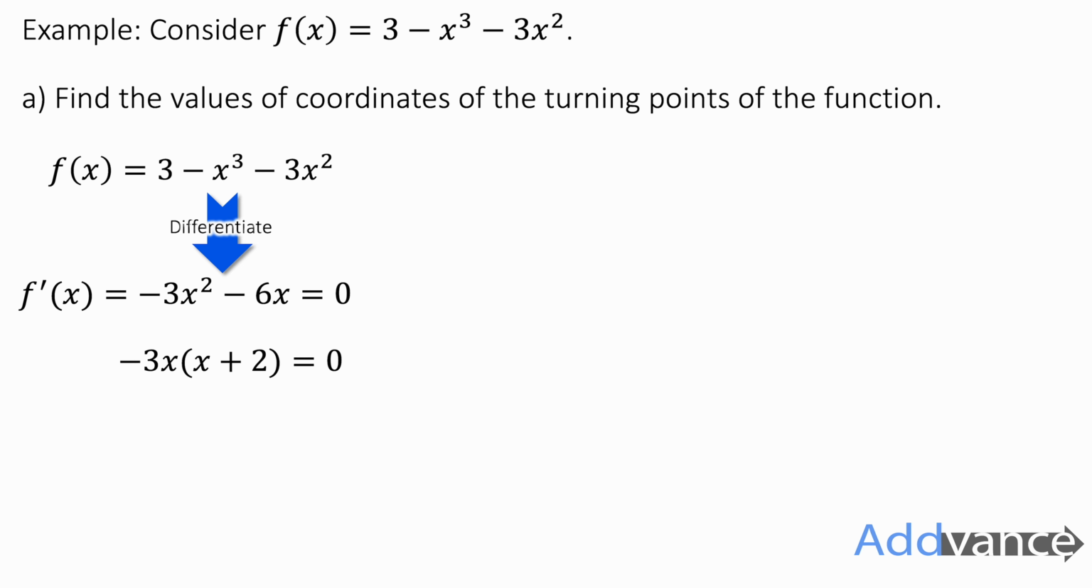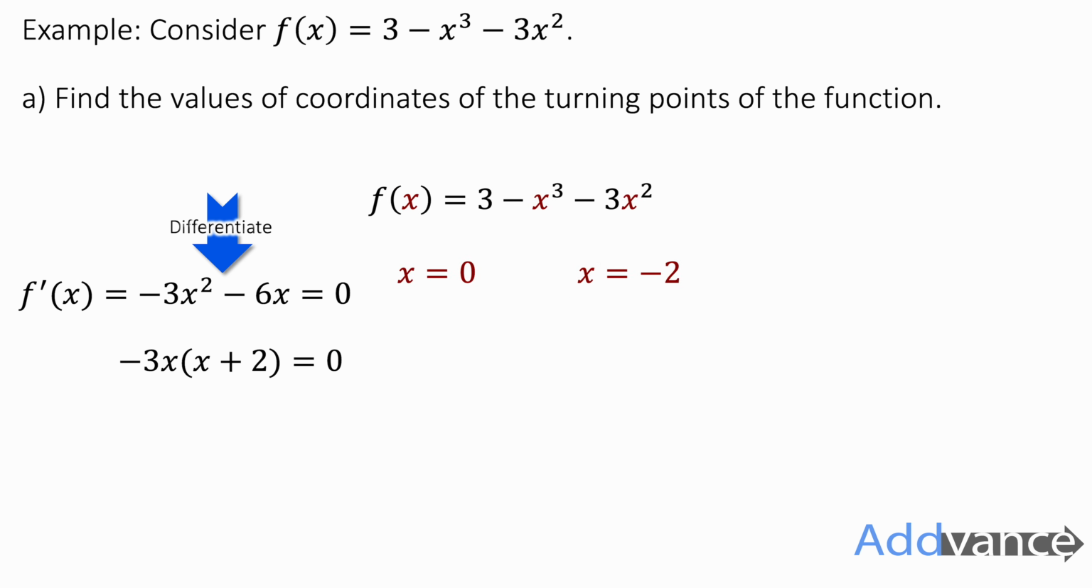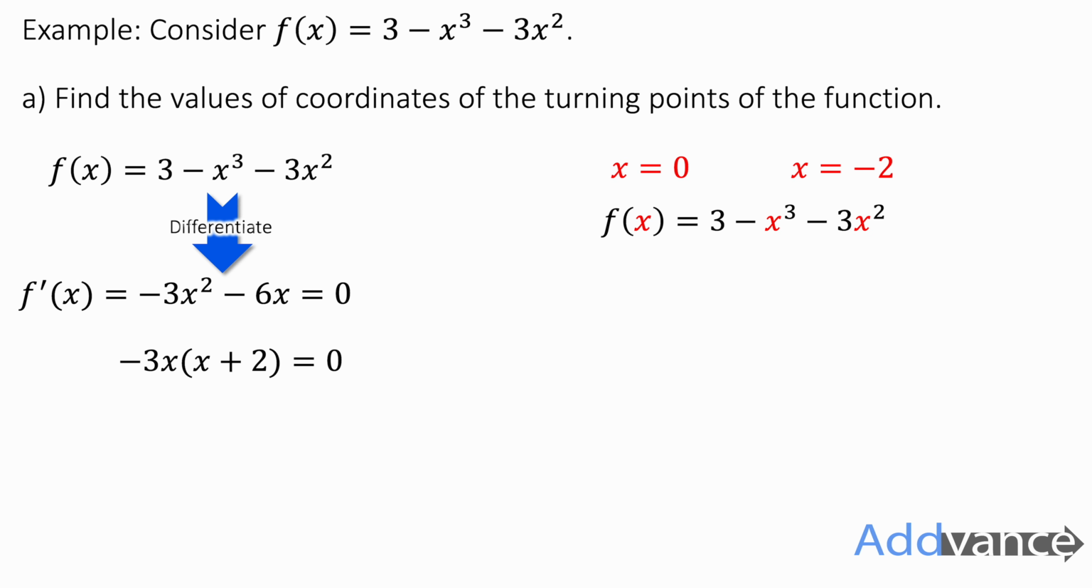We factorize it, and now we can solve it by finding x equals 0, x equals minus 2. The minus 3x is equal to 0, or the x plus 2 is 0, therefore x is 0, or x is minus 2. We have solved the quadratic, and now we know the x coordinates where the gradient is 0, the turning points. We can now find the y coordinates. And we're going to do that by substituting the x coordinates into the original function. Not the derivative, the original function tells us the y coordinates.